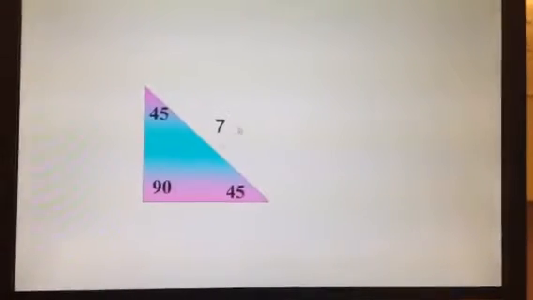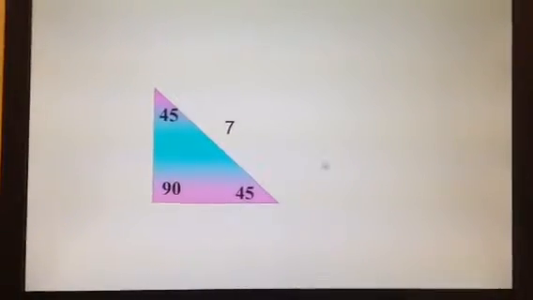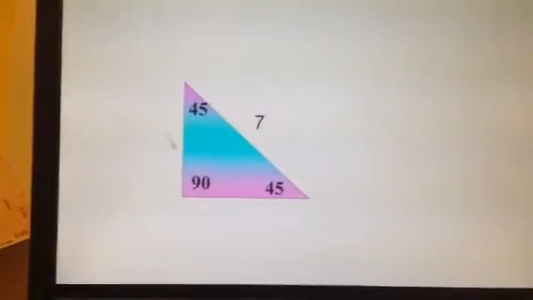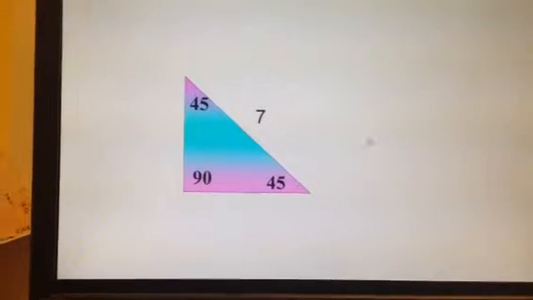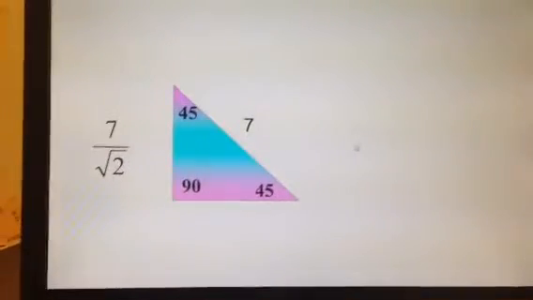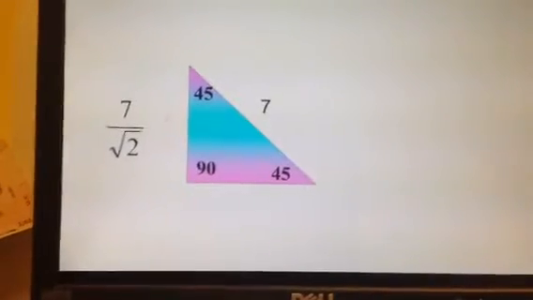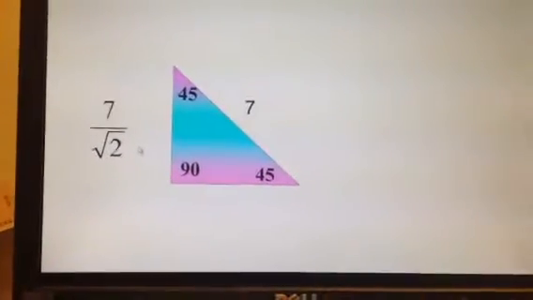However, what if I start with 7? Well, same idea. I've got to divide by square root of 2. I'm dividing by 1.4. It's got to be a smaller number. I've got to divide by something to make it a smaller number. So I divide by square root of 2, which is roughly 1.4. And this is correct. It's just not written in a form that people like.